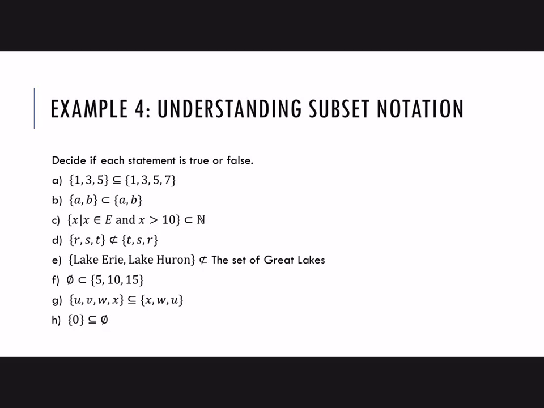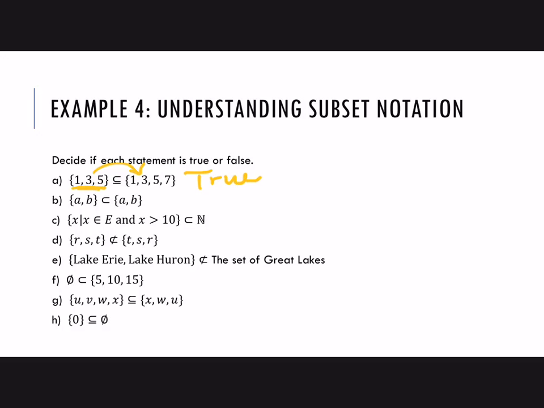Okay, let's practice these symbols. You might want to pause this and maybe look back through your notes or the textbook and try some of these, and then we will talk about the answers. Okay, true or false? The set containing 1, 3, 5 is a subset of the set containing 1, 3, 5, and 7. All we have to check for is: do all of these elements come from here? Yes, they do. So this is a true statement. That is a subset.